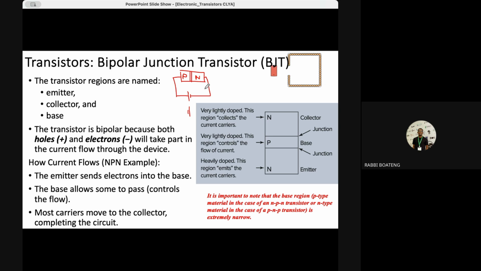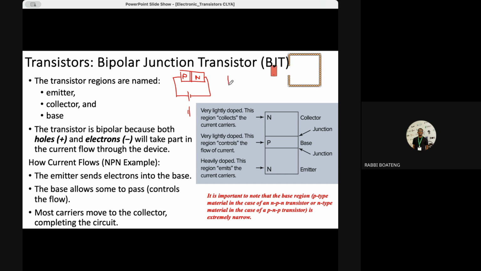Is that okay? Perfect. Now, if we have a forward bias, what happens to that junction here? It narrows. For the forward, right? What about the reverse? It enlarges or it widens. It widens. Very good.